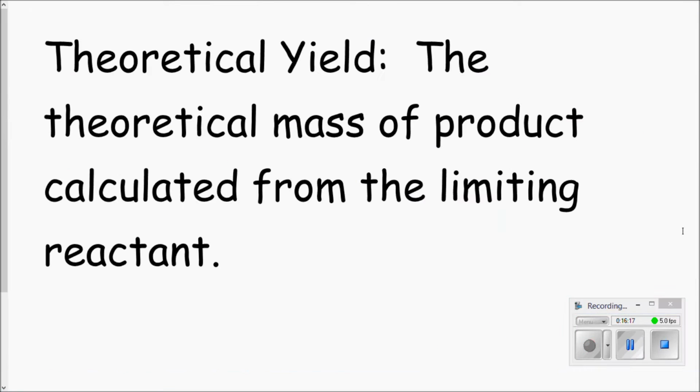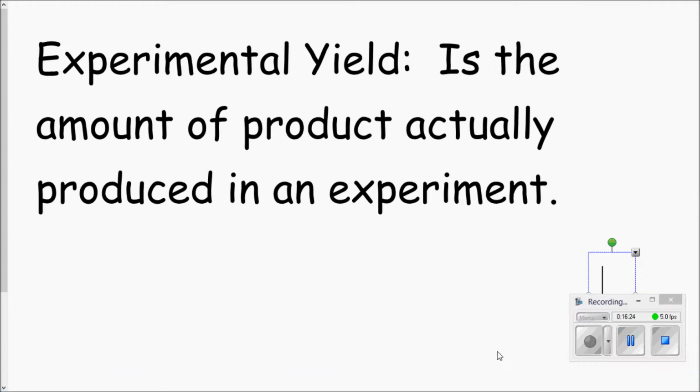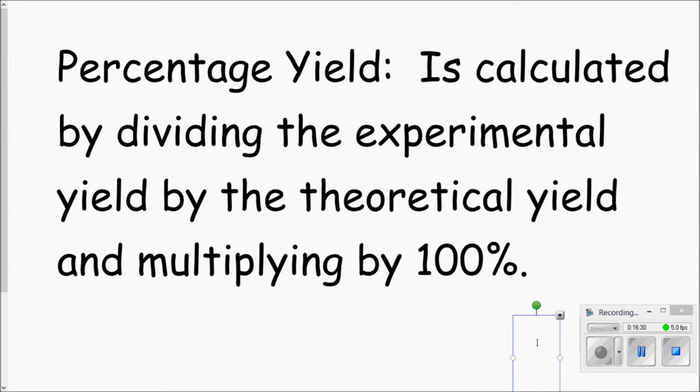You say the theoretical yield is the theoretical mass of product calculated from the limiting reactant. The experimental yield is the amount of product actually produced in an experiment. If experimental yield and theoretical yield are very close, if they're the same number, then you have 100% yield. That means you got what you should have.